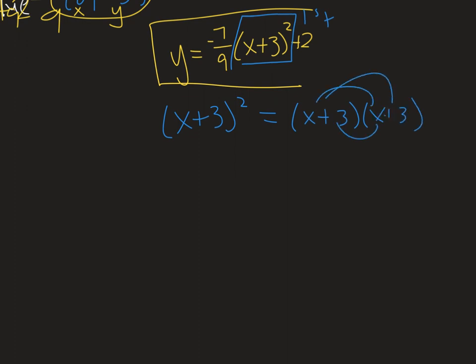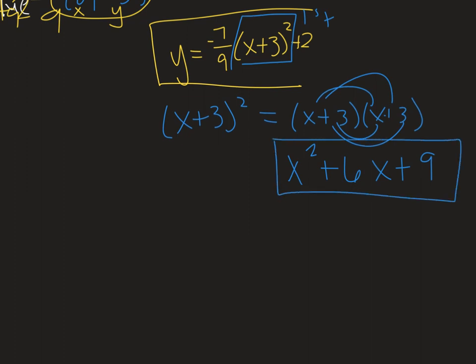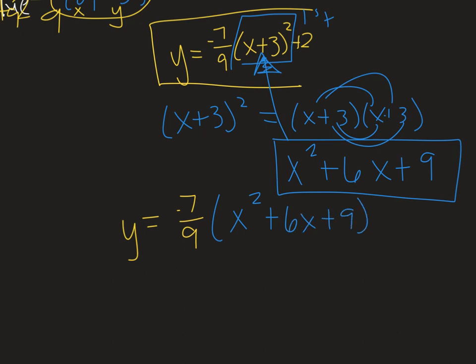So again, I got to start going faster. I think you can do that. But you get x squared plus 6x plus 9. You might want to pause it if you want to. So this I'm going to put into here. So now we have y equals negative 7/9 times x squared plus 6x plus 9 plus 2. So now you're going to distribute. Okay, again, you may want to pause it if you want to try to do it on your own.